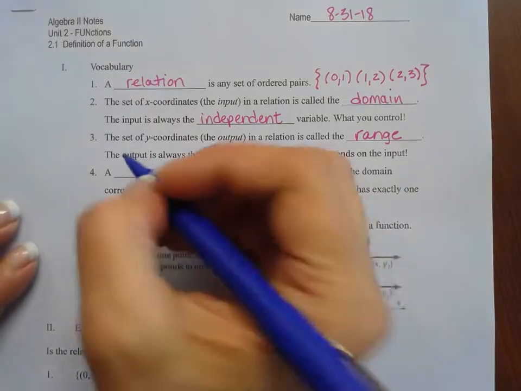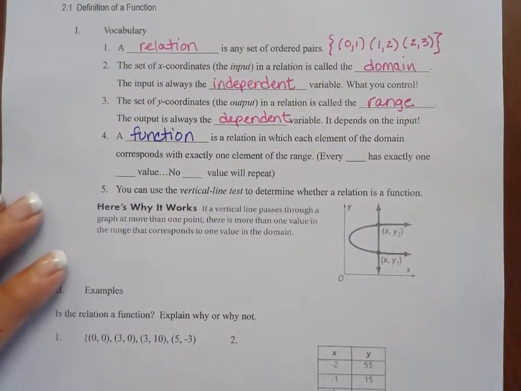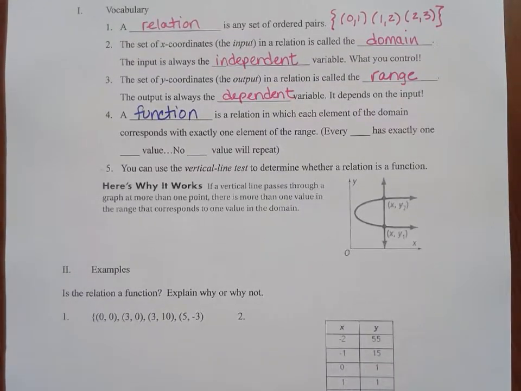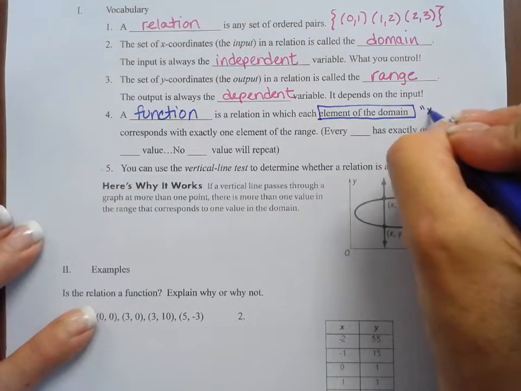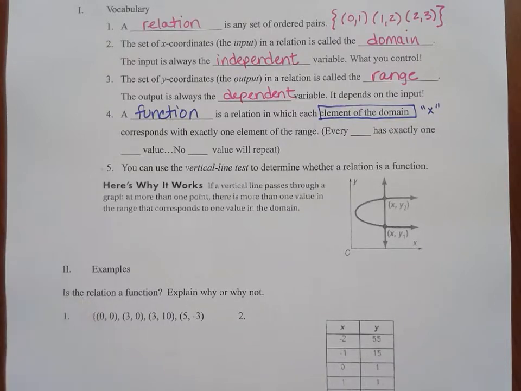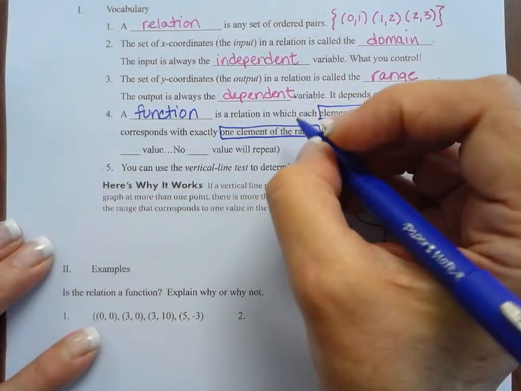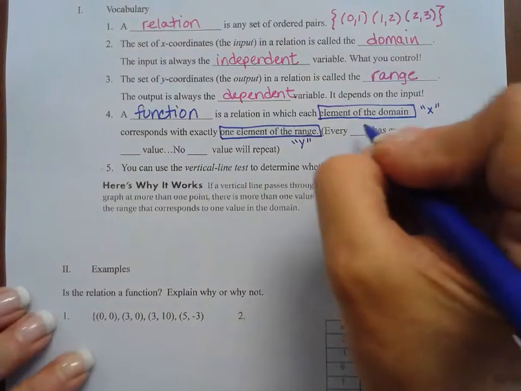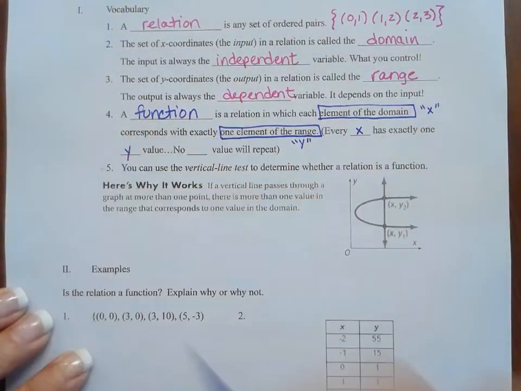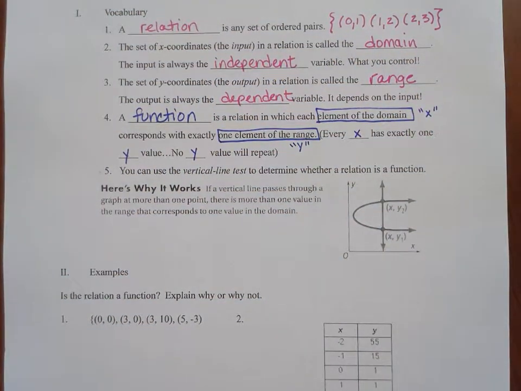Now, a function is a specific relation where each element of your domain, so each element of the domain, that basically means your x, corresponds with each element in the range. So that would be your y value, right? Okay. So basically, every x has exactly one y value. No y is going to repeat. Okay?